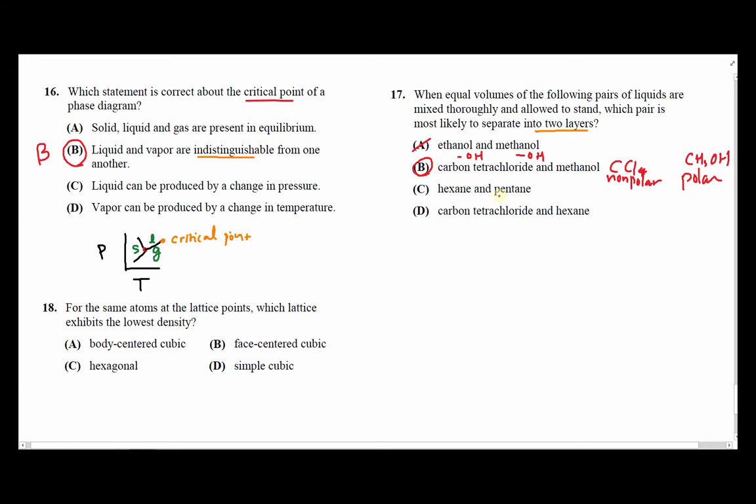Hexane and pentane are both non-polar because they are hydrocarbons, and carbon tetrachloride we already talked about. Hexane, again, they both are non-polar, so they will not form two different layers. Number 18. For the same atoms at the lattice point, which lattice exhibits the lowest density?